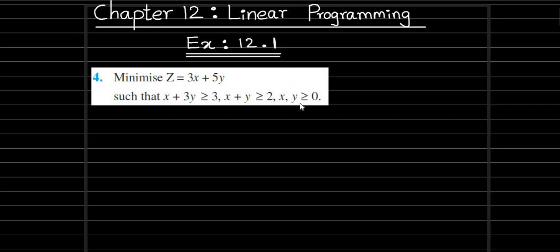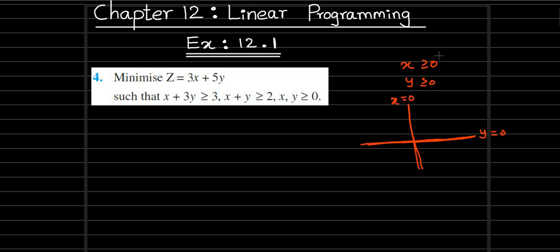You can notice that the last two inequalities are x, y greater than or equal to 0. That is, x is greater than or equal to 0, and y is also greater than or equal to 0. Always remember one thing: all linear programming problems lie only in the first quadrant. So by default you will have these two conditions for all the questions. In the four quadrants, the x-axis is the y equal to 0 line, and the y-axis is the x equal to 0 line.